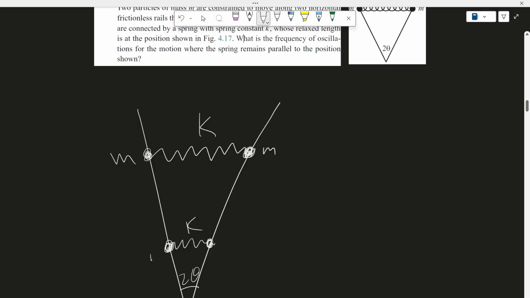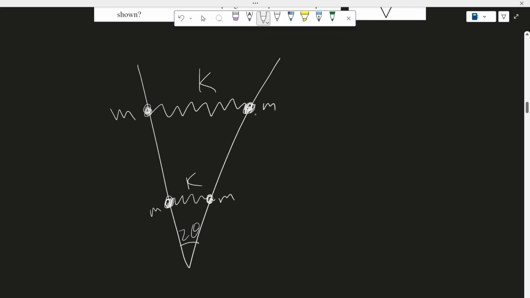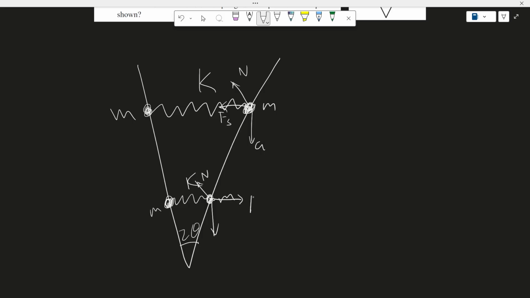I also drew another pair here. So this is what it will look like when it is compressed. As always, when we encounter a mechanics problem, we can try to analyze the forces. Let's look at only one side first because the setup is quite symmetric. For this mass, we have gravity, normal force, and spring force. And for this mass here, we have gravity, normal force, and this time the spring force is pointing outwards.